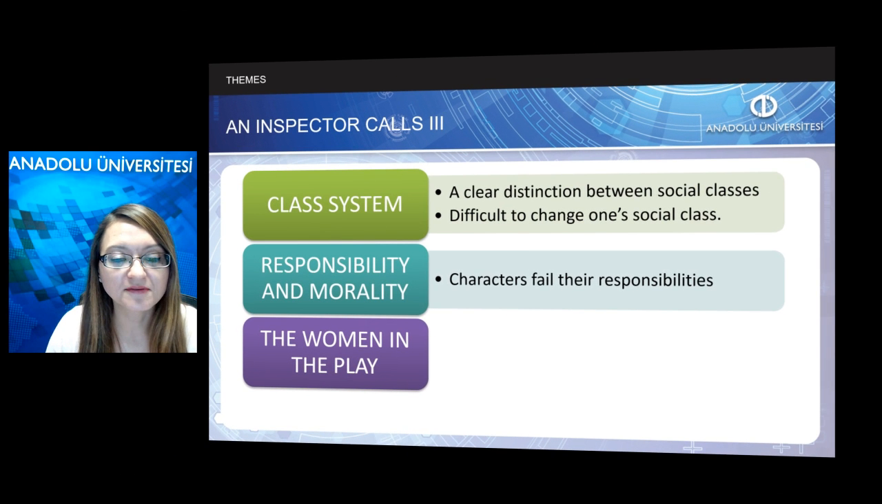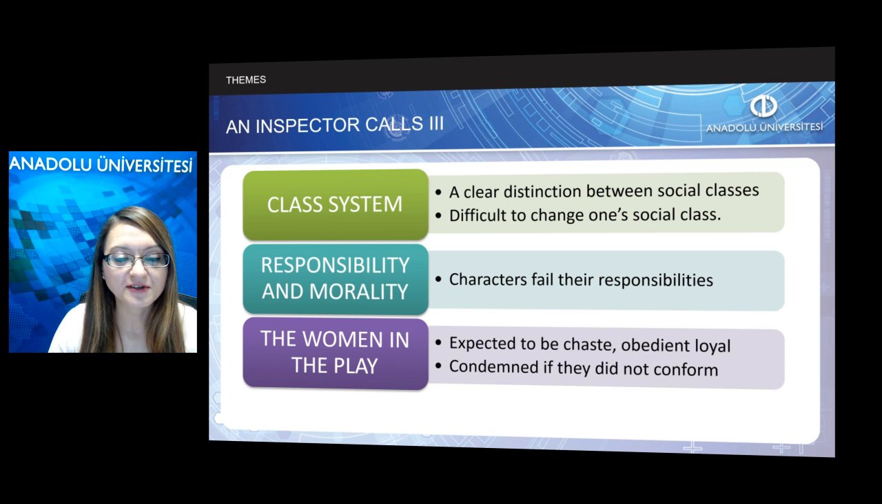The last theme of the play is related to the women in the play. Women of the time were expected to stay chaste, be obedient, and be loyal to their husbands. This is best exemplified by Mrs. Birling, who tries to preserve the prestige of her husband, especially by manipulating Inspector Goole.